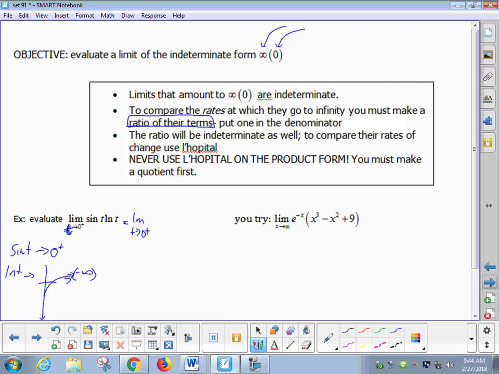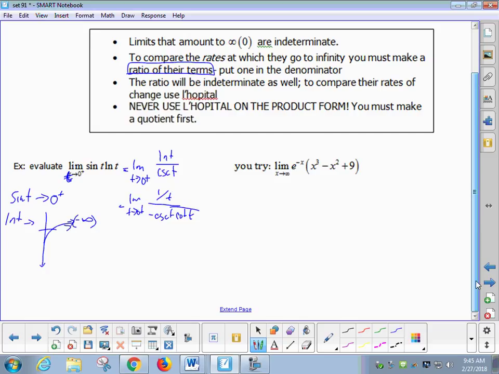It's your choice what to put in the denominator, but I think it'll be easier if I put sine in the denominator like that. So, log derivative, what is it? 1 over t. What about cosecant derivative? Do you remember it? Negative cosecant cotangent.